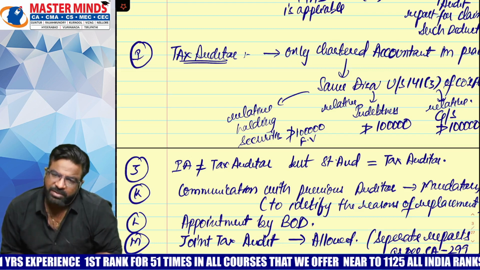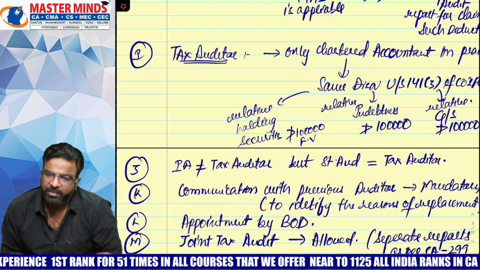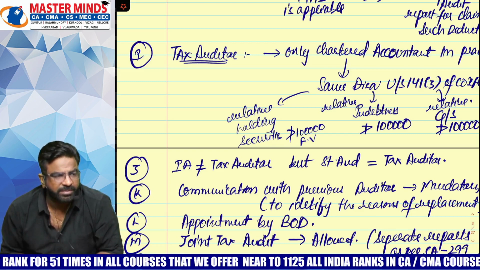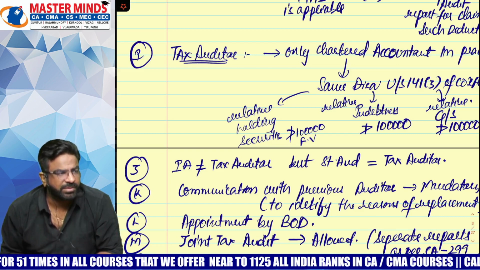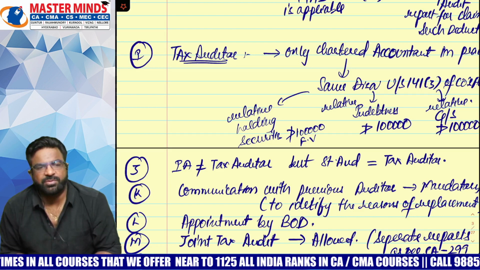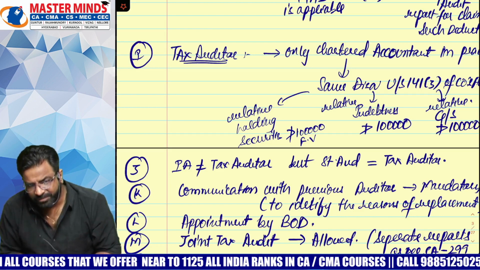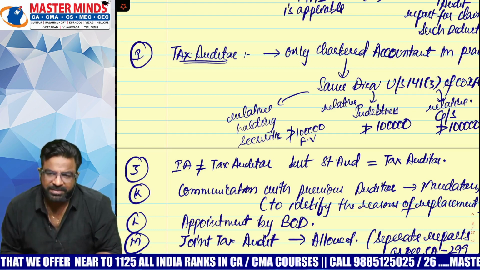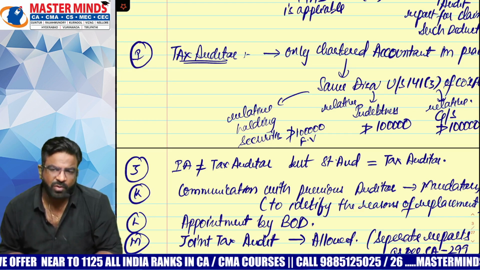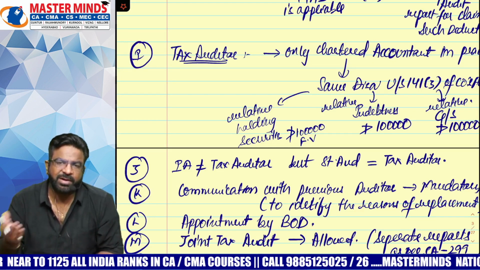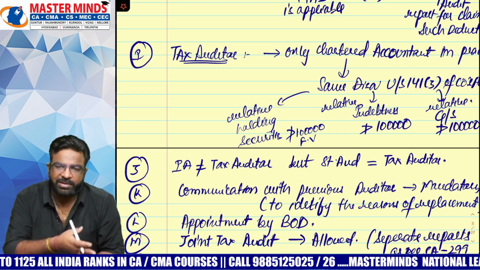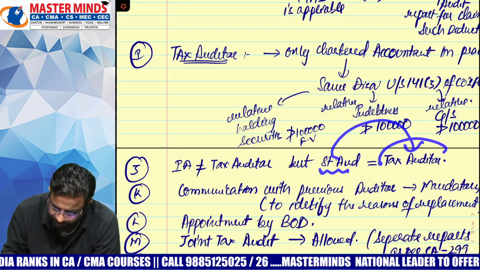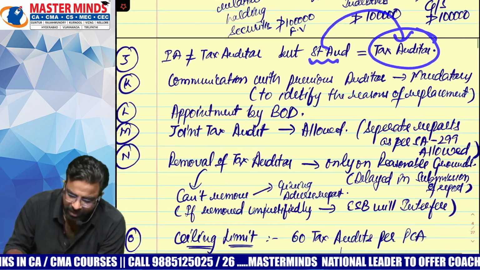Statutory auditor can be the tax auditor, but internal can't. Why? Because tax audit is also a statutory audit. We call company audit a statutory audit, why? Under the Companies Act. It's under the statute. Tax audit is under which act? Income Tax Act. So that's why it is statutory. And what is the common rule? Statutory auditor can't be the internal auditor. Internal auditor can't be the tax auditor. But statutory auditor can be the tax auditor. Next one. Communication with the previous auditor.